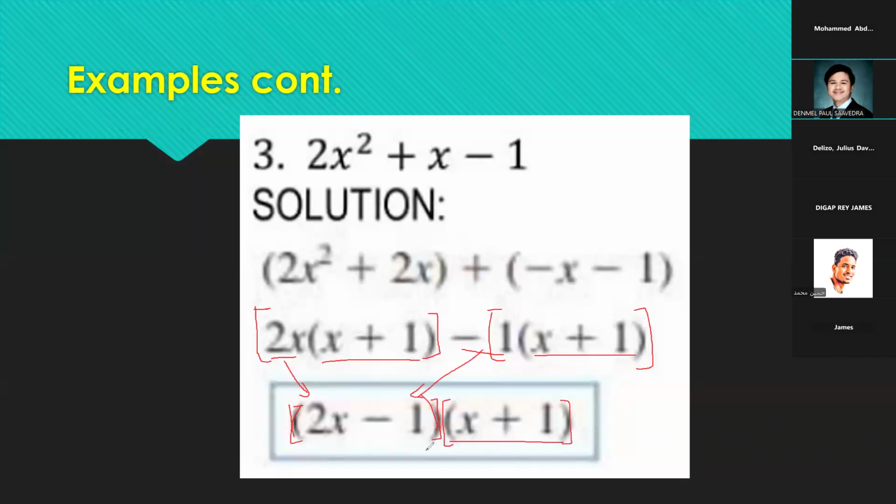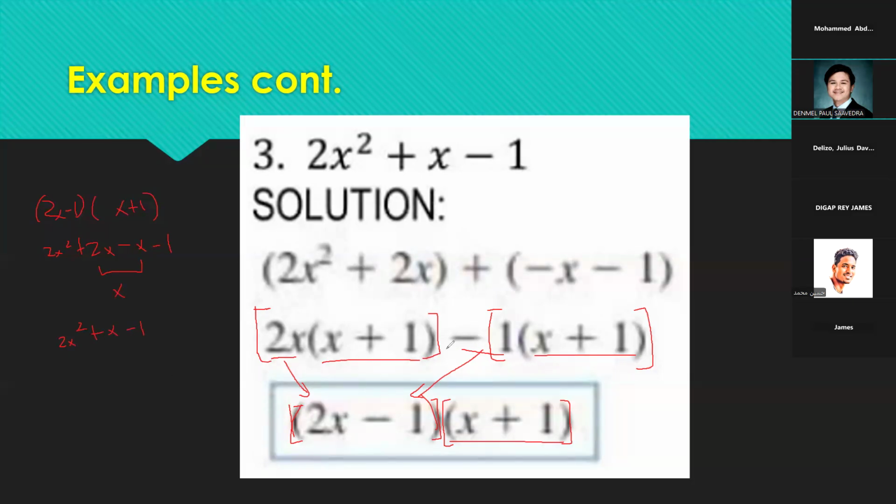Okay. Now to verify whether this one is really the same with the second solution, let's prove by multiplying with each other. 2x minus 1 times x plus 1. So 2x times x is 2x squared. 2x times 1 is 2x. Negative 1 times x is negative x. Negative 1 times 1 is negative 1. See? So 2x minus x is just simply x. And then this will give us 2x squared plus x minus 1.